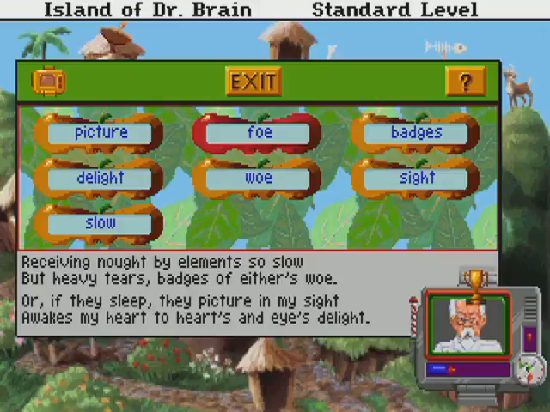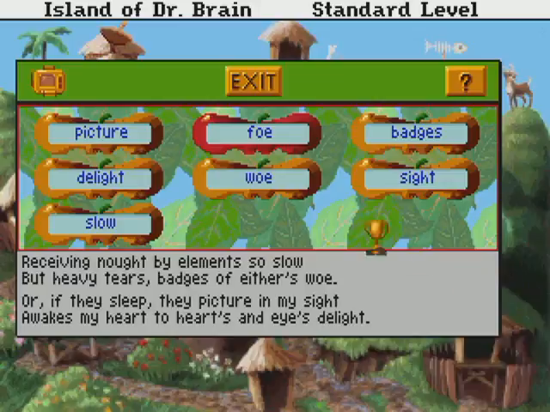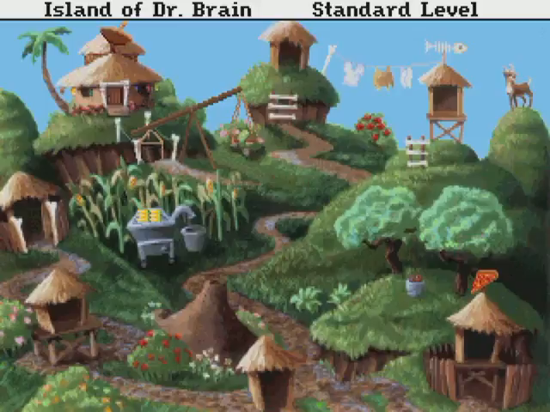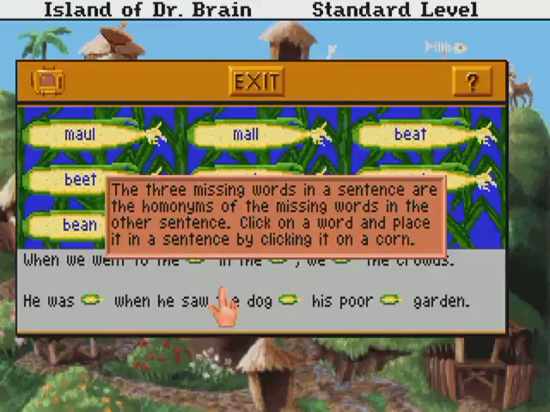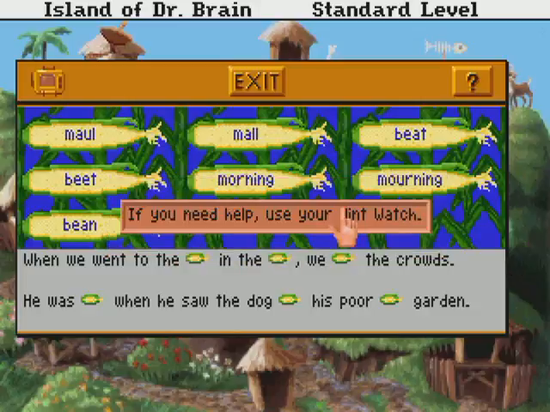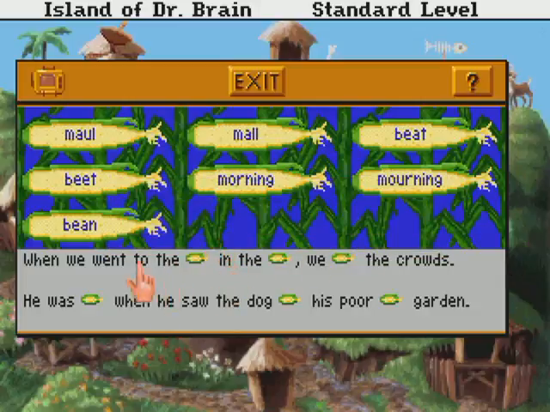Congratulations! You have earned a silver synonym plaque. Thank you. Pick up the bucket of apples, put it on the scales, and finally the corn. Welcome to Hominy Homonym Puzzle. Homonyms are words that sound alike. Oh joy. The three missing words in a sentence are the homonyms of the missing words in the other sentence. Click on the word and place it in the sentence by clicking it on the corn. If you need help, use the hint watch.